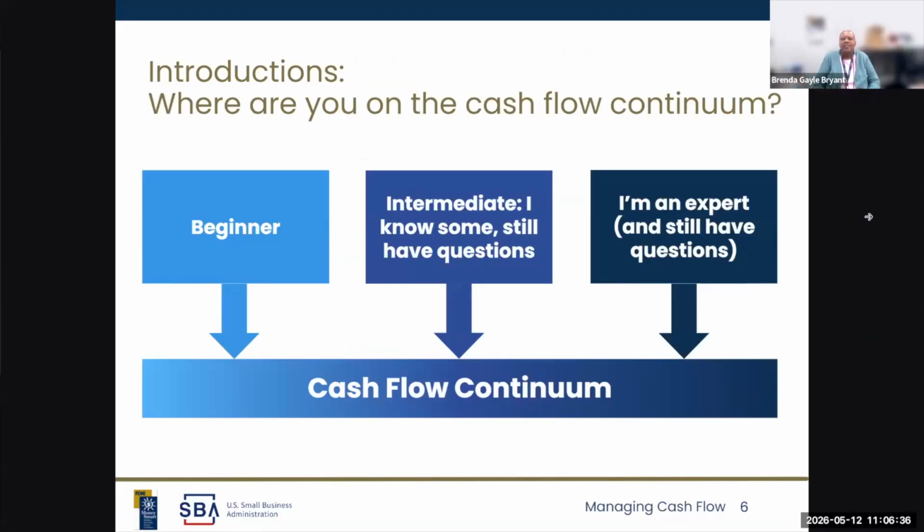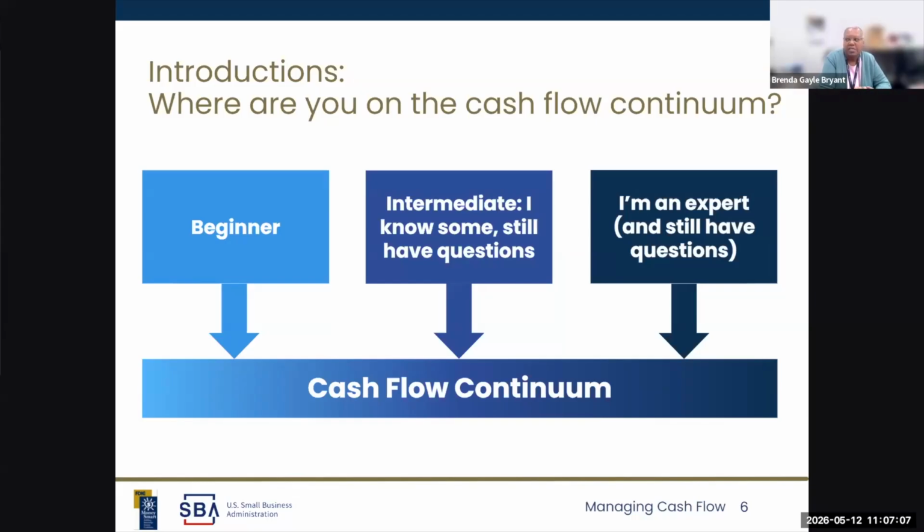So, as a business owner, do you think you are a beginner, an intermediate, or an expert? And what does that mean? So it says, where are you on the cash flow continuum? Do you understand how money comes into your business? And do you understand how money goes out of your business? Or do you have kind of an understanding, but you still have some questions?